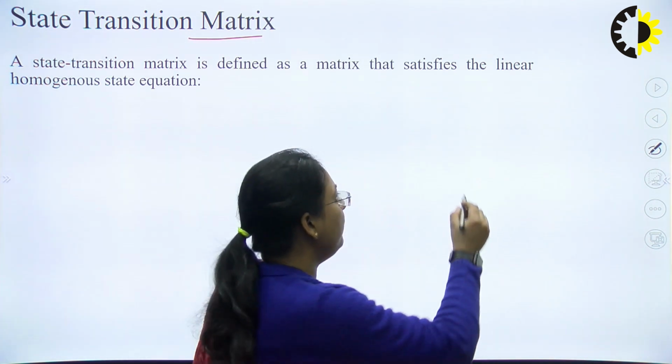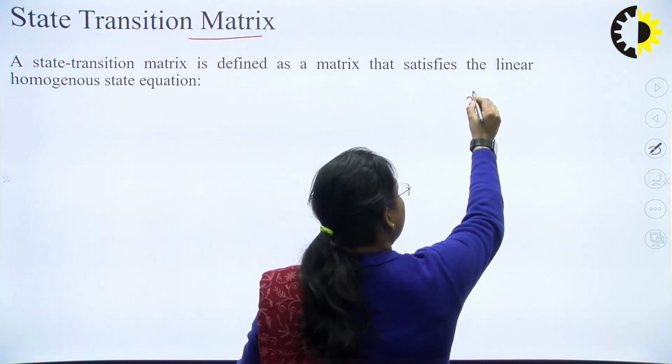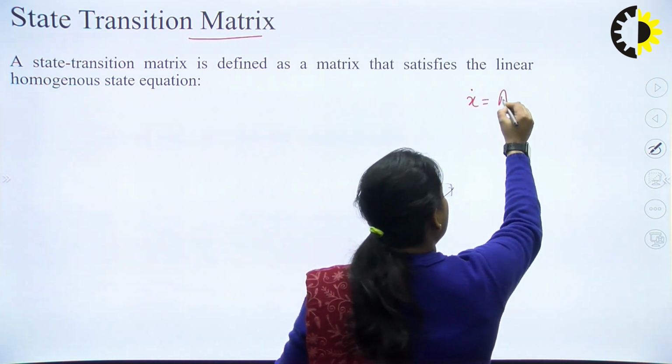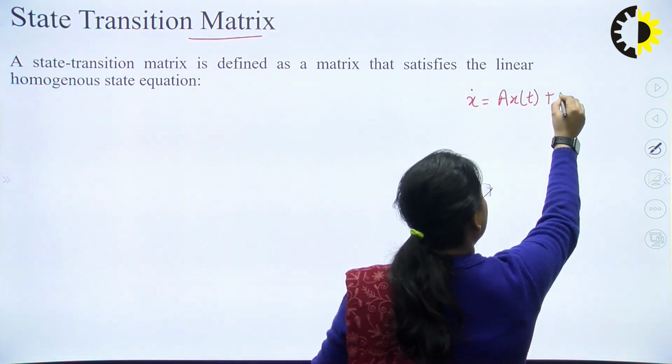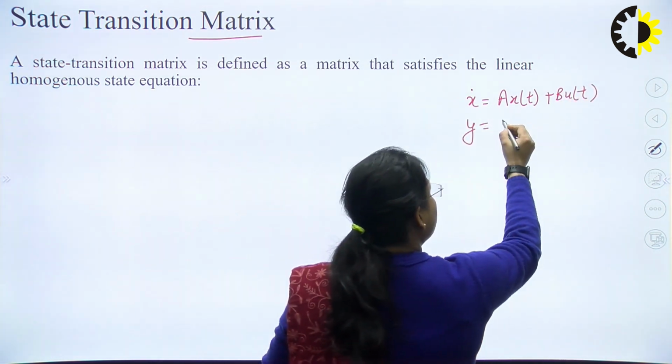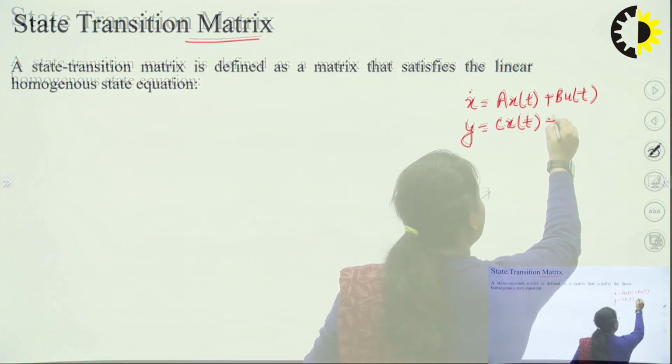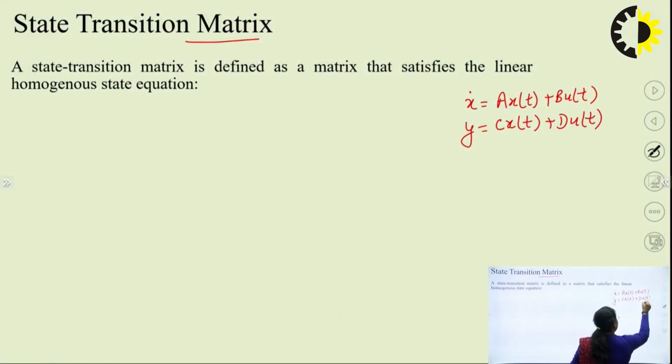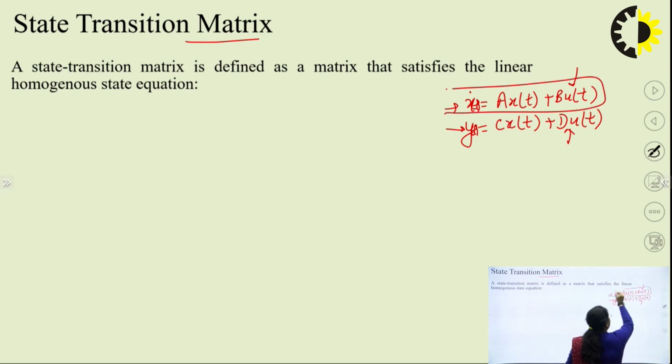First of all, we have the state equations with us, that is x dot t is equal to A x t plus B u t, and the output equation is y t is equal to C x t plus D u t. If this is the output equation and this is the state equation, now if the input is 0, then u t will become 0 in both cases, and particularly let me talk about this state equation.